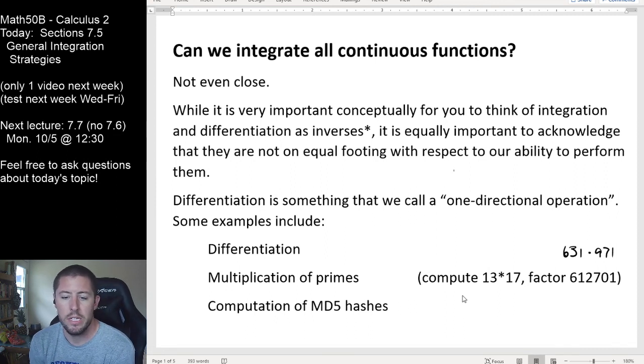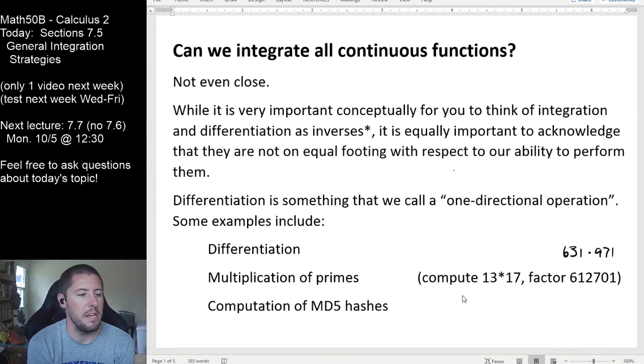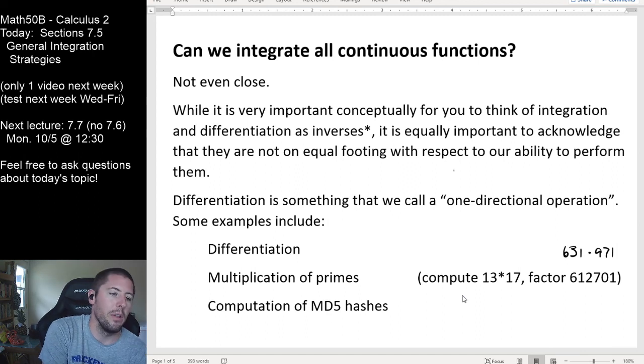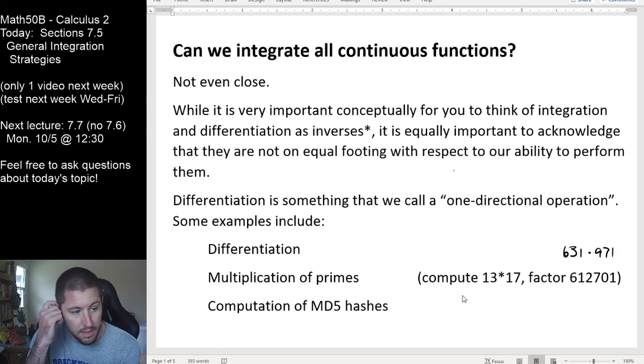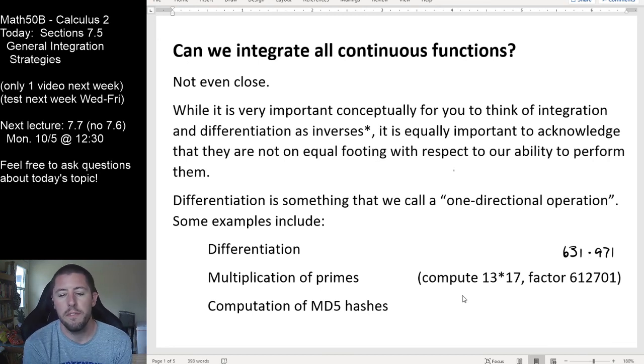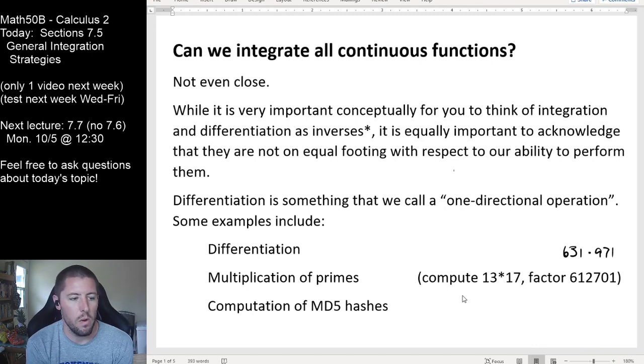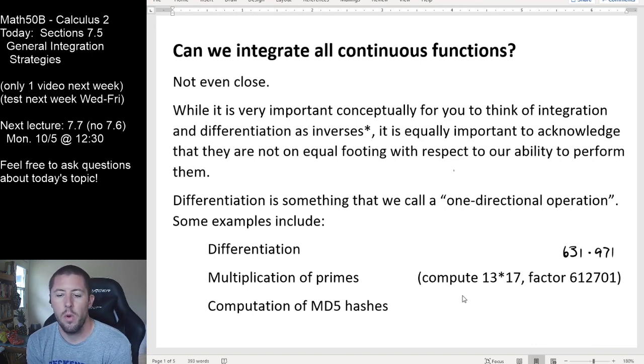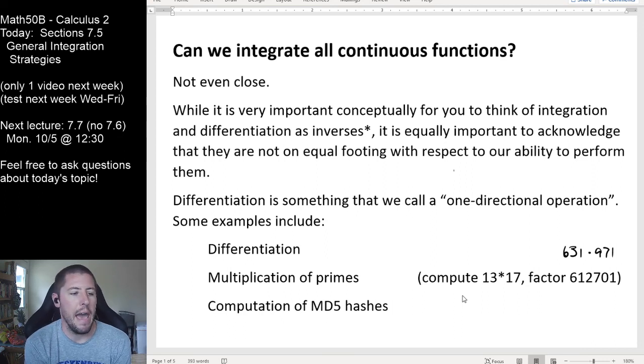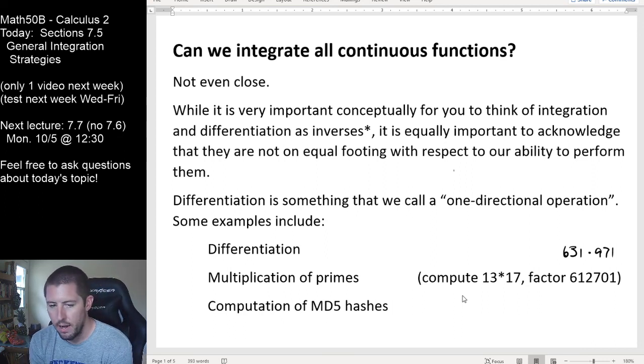Another one, a little bit more technical here, is computation of MD5 hashes. When you download large files from the internet, they know that there's always a risk that there was maybe some error in the download. So often what they will do is take either the entire file or a predetermined selection from the file, and they will compute what is called an MD5 hash of that information right there.